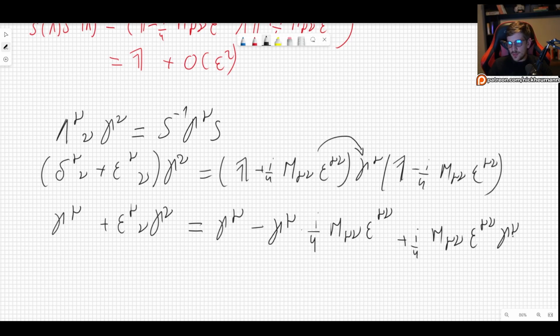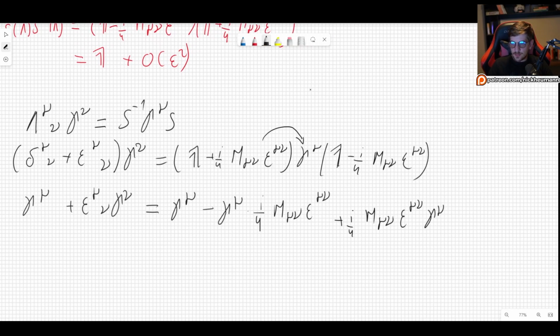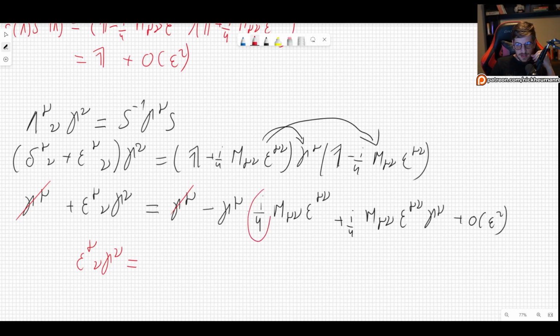And then finally, in the last product, between these two, we get something of order epsilon squared, which we don't really care about. So here, the gamma mu's cancel out, that's the same. And then we get epsilon mu nu gamma nu, this is equal to, and now see, we have i over 4, we have a minus, so let's factor that out. So minus i over 4. We can also factor out this number here.